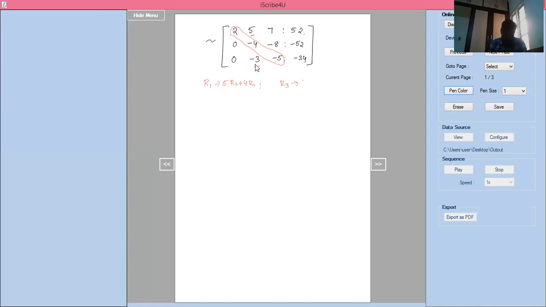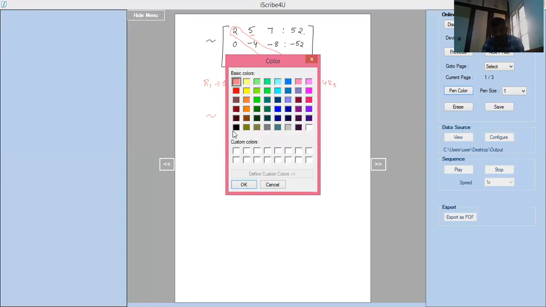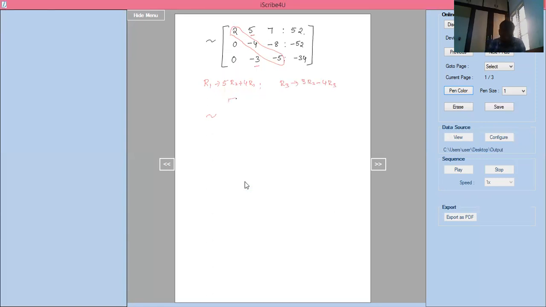So we can take R2 minus 4R3. Now if you simplify this, we will get in the form of: first, the second row I'll write as it is, 0, minus 4, minus 8, and minus 52.